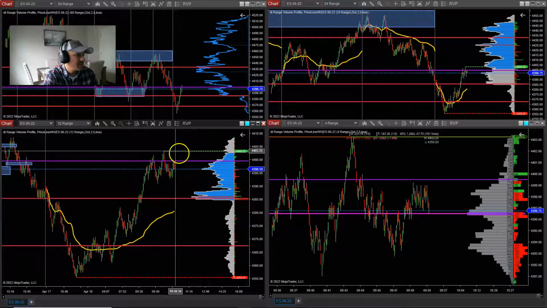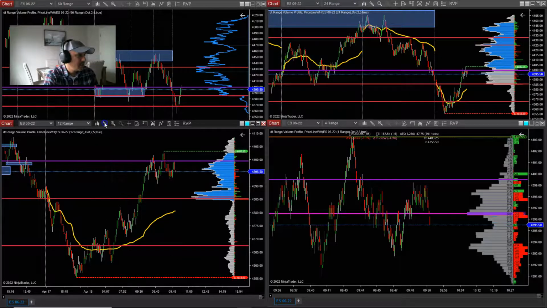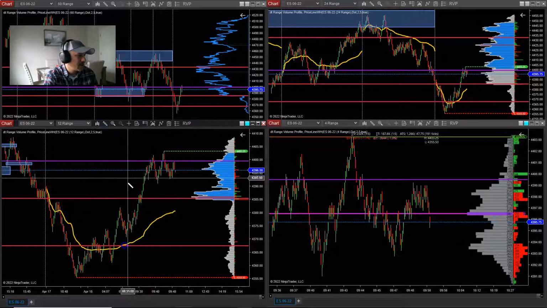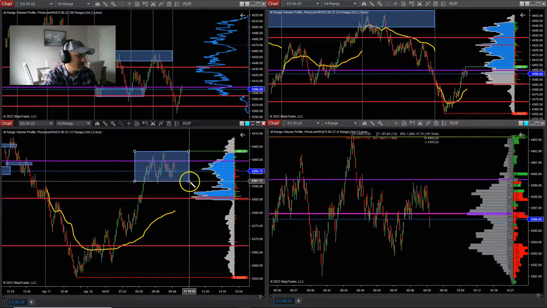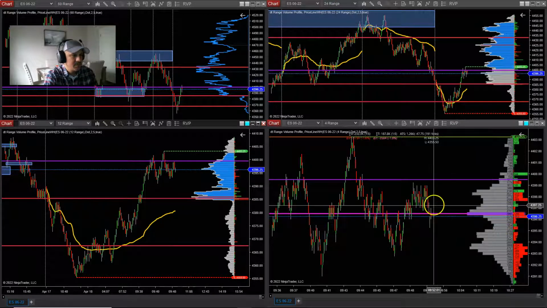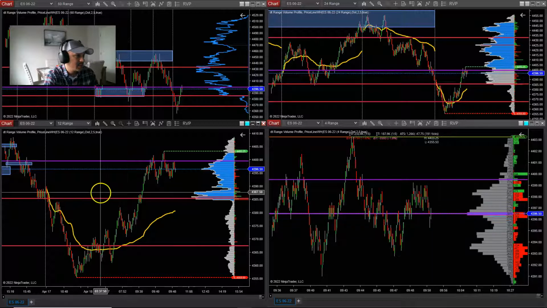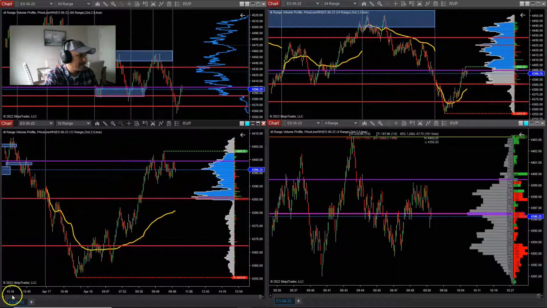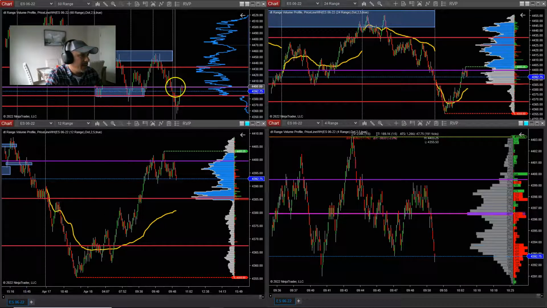Yeah, see, we're moving sideways in a small ranging area right now, just a little area right here. So be careful, we're close to the VPOC as well. And like I said, we pulled back to this area right here.